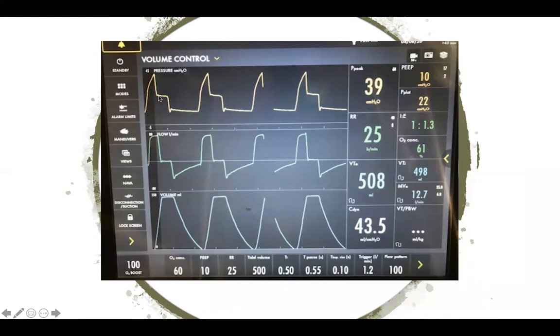This plateau can also be measured from breath to breath. In this case, again, this is a pretty high total I time, and you can see that this patient is close to one-to-one breathing, inspiration to expiration, and that's because of this long pause. But this pause can be shortened, and that plateau can be measured with every breath and not using the maneuvers tab.